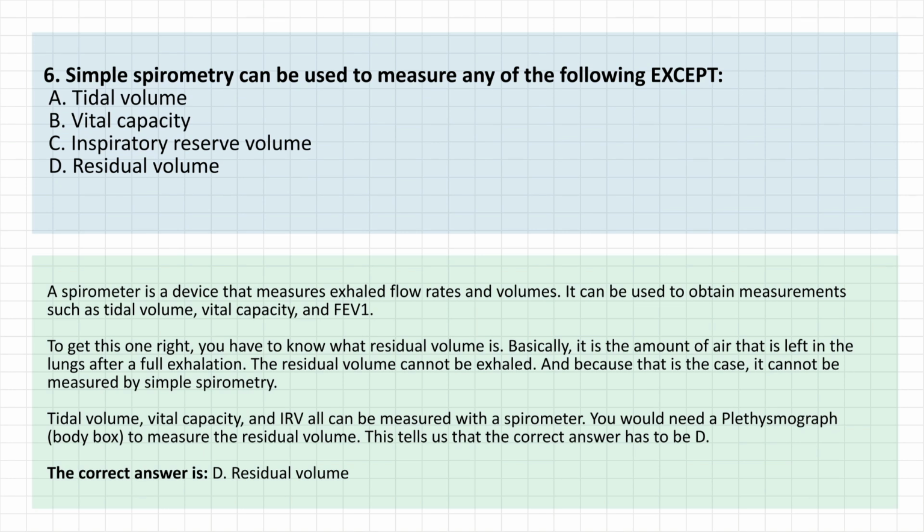To get this one right, you have to know what residual volume is. Basically, it is the amount of air that is left in the lungs after a full exhalation. The residual volume cannot be exhaled, and because that is the case, it cannot be measured by simple spirometry. Tidal volume, vital capacity, and IRV all can be measured with a spirometer. You would need a plethysmograph, aka a body box, in order to measure the residual volume. This tells us that the correct answer has to be D, residual volume.